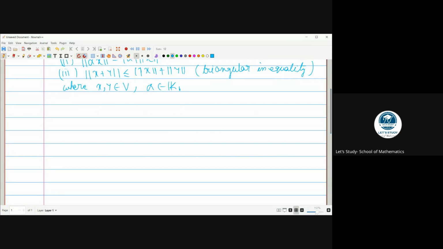Now, first note that for this norm we can induce a metric on V. Basically, what is the metric? It is defined by d of x comma y equals norm of x minus y, for x comma y belonging to V.